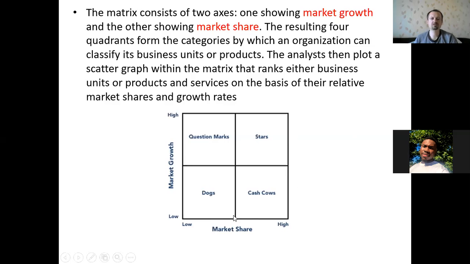Here must be 1. So if we have a bigger market share than the biggest company at the market, we will be here, cash cows or stars. And if we have less, we will be here, question marks or dogs. And the question is, why do you think it is very important to compare our market share, our volume of sales, with the volume of sales of the next company? Why is it very important for us? What do you think?